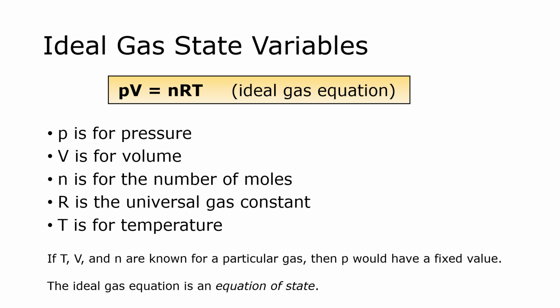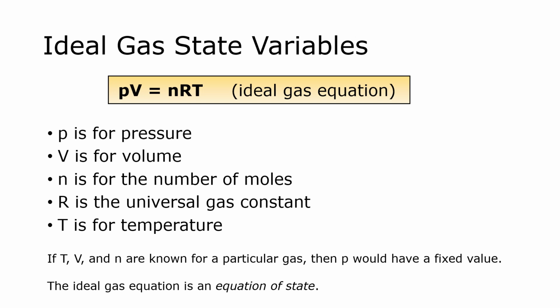So P is pressure, V is volume, n is the number of moles, and T is the temperature. R is the universal gas constant, which was experimentally determined. And we call this ideal gas equation an equation of state.